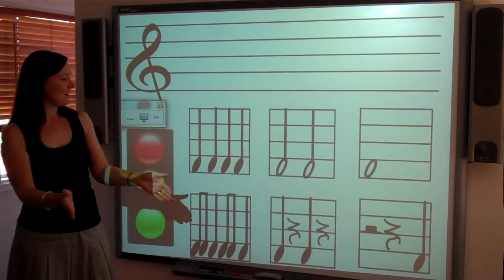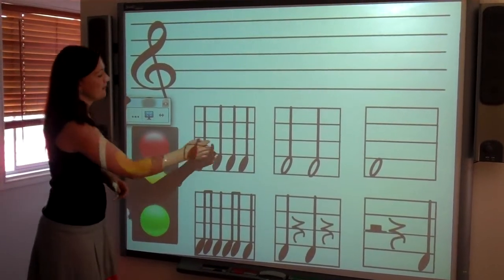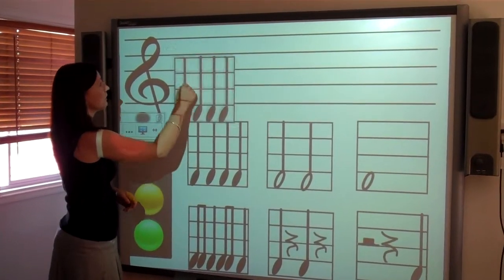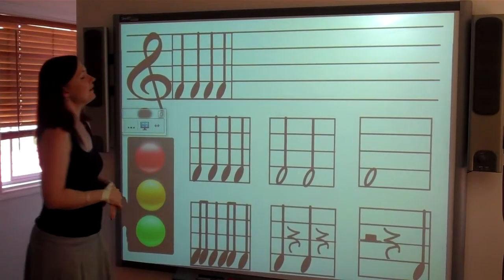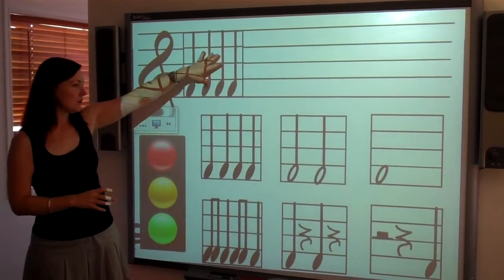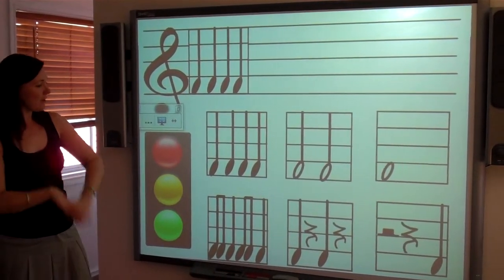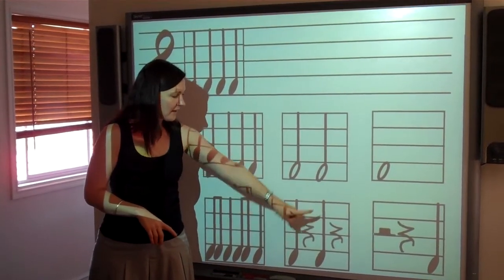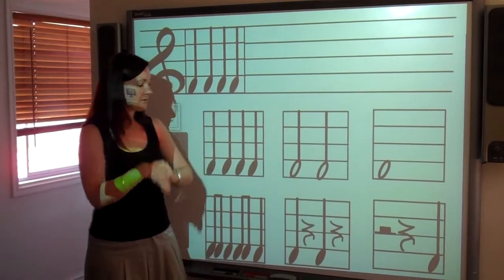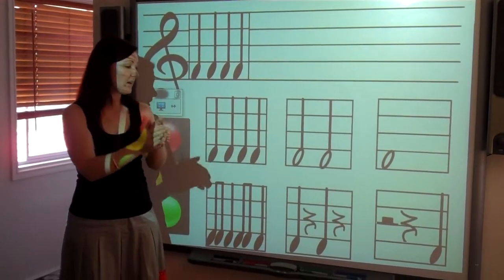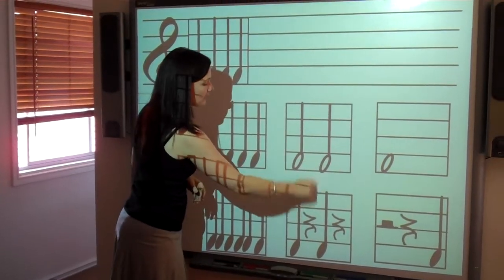Ta, ta, ta, ta. And now that we know what that sounds like, what we can do is drag it up here and we've made a first part of our song. Now we'd like to choose something else. We're going to choose ta, za, ta, za. So we clap and speak. Ta, za, ta, za. Okay, let's add that to our song now.